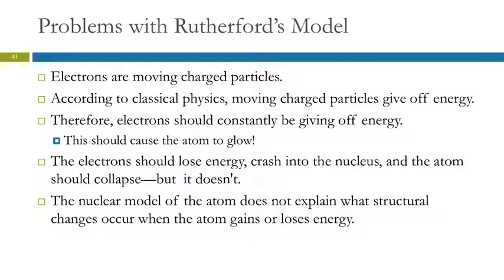And this predicts that the electrons would eventually lose energy. As they're losing energy, they'd run out of energy and they would crash into the nucleus. Much like, if you sent up a satellite into orbit and you didn't get it into the correct orbit, gravity would eventually pull it down and it would crash. So the nuclear model was fine as far as it went, but it doesn't explain what happens with the electrons and what happens when atoms gain or lose energy.